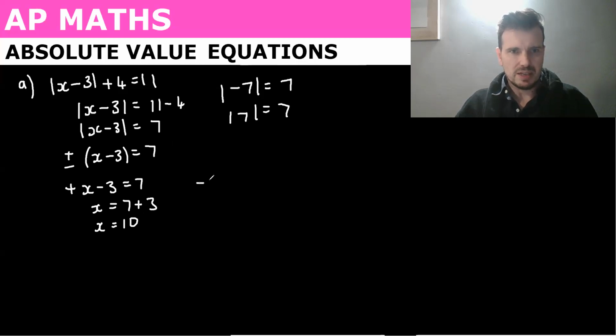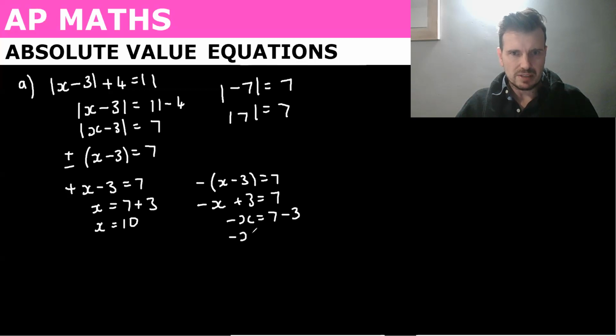Let's try it. Then we say negative x minus 3 equals 7. And so we have negative x plus 3 equals 7. And so we have negative x equals 7 minus 3. And so then we get negative x equals 4. So x equals minus 4. Minus 4 minus 3 is minus 7. Minus 7, when it's absolute, it becomes 7.